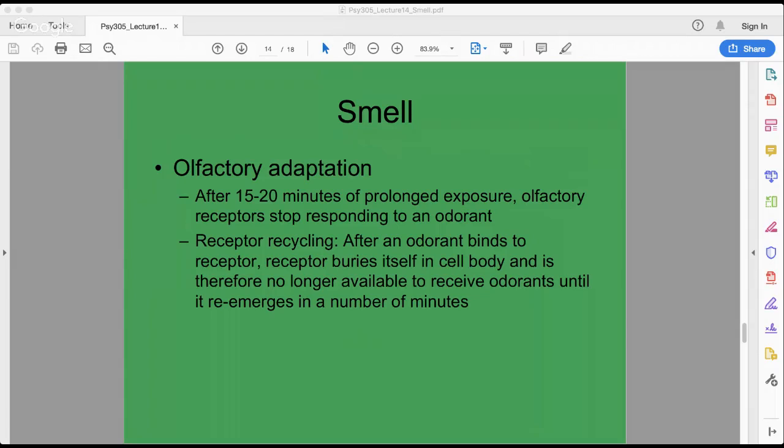Cross-adaptation is a reduction in detection of an odorant following exposure to another odorant. And this is presumed to occur because the two odorants share one or more olfactory receptors for their transduction, but the other order of odorants also plays a role.